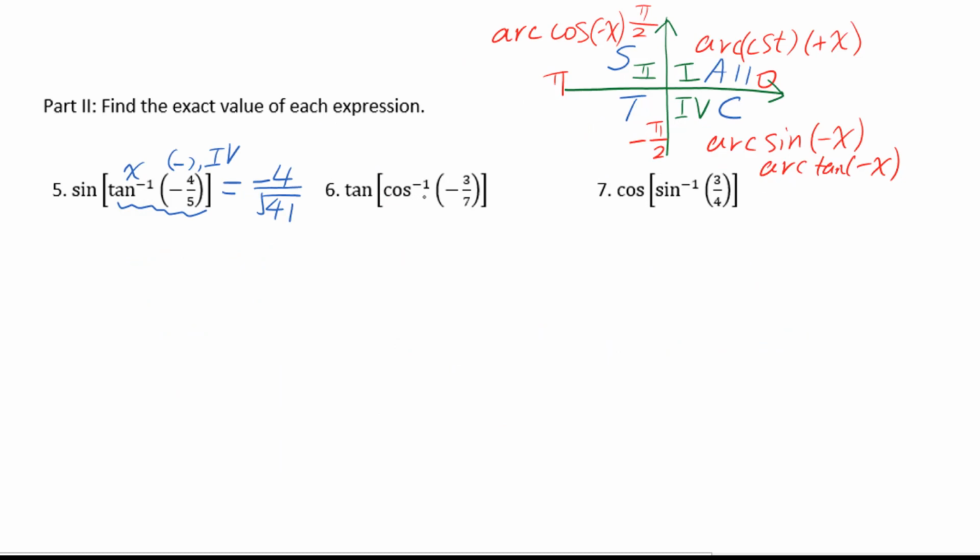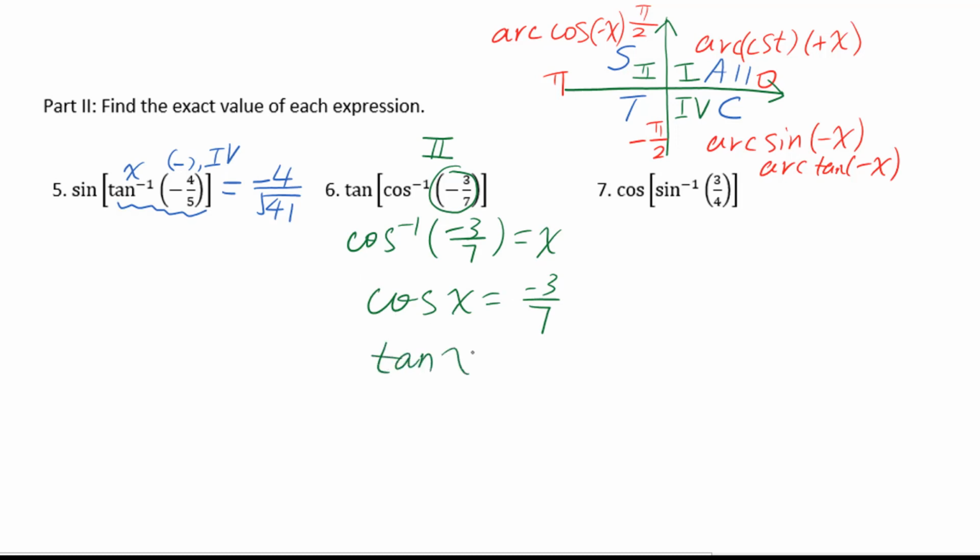Tangent inverse cosine of negative 3 over 7. Since this number is negative, inverse cosine of a negative number will go to the second quadrant. We will make inverse cosine of negative 3 over 7 equal to x. Then cosine x equals negative 3 over 7. We are looking for tangent x equals what? So now we know the cosine x equals negative 3 over 7, and this x is in the second quadrant.